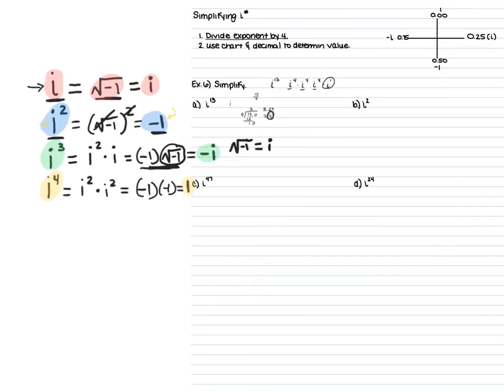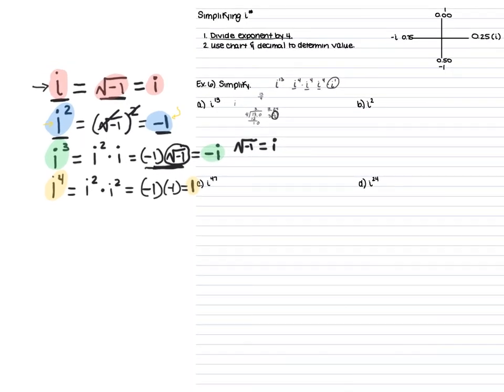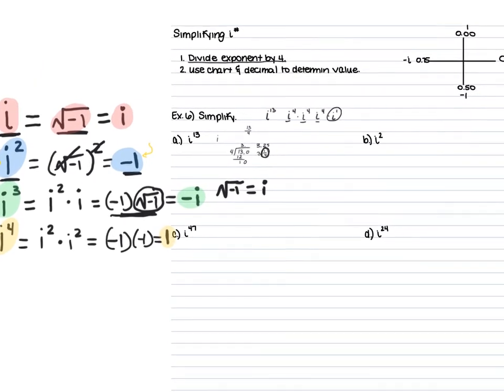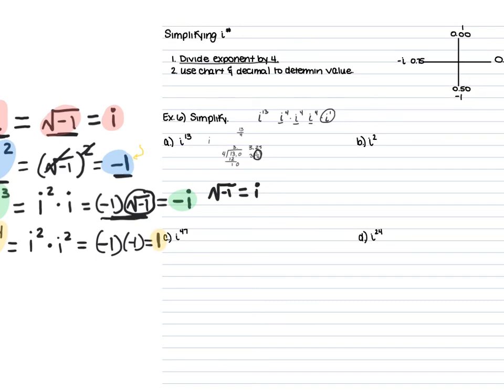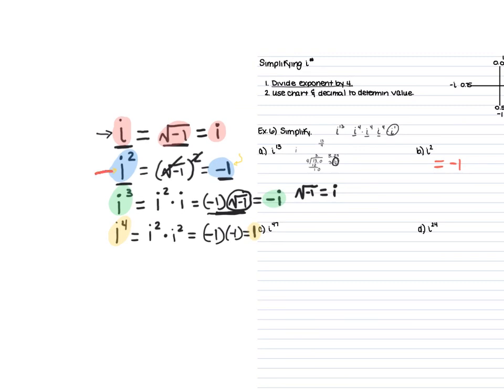Bear with me here. The second one is I squared. Do I need to divide I squared by 4 to know what it is? No, that's already on our chart. What is I squared? That's just going to be -1, because I notice over here that my I squared is -1. But I to the 47th power is much more than on this chart.